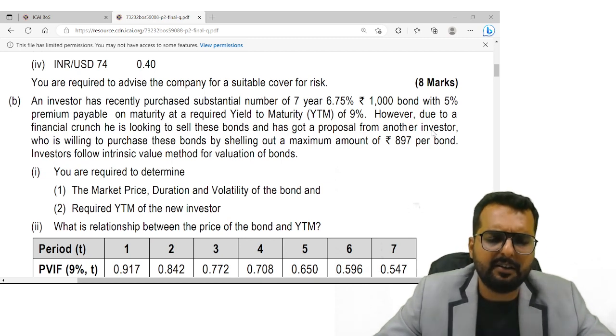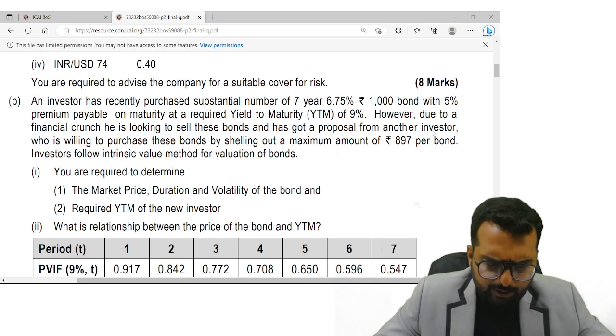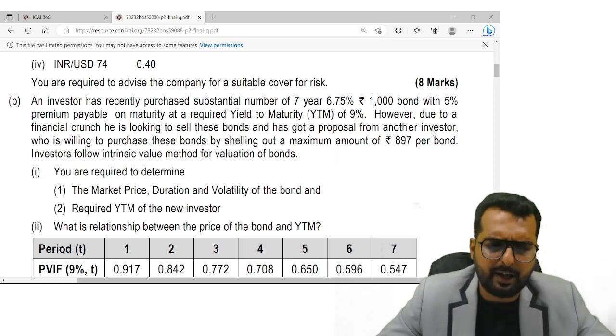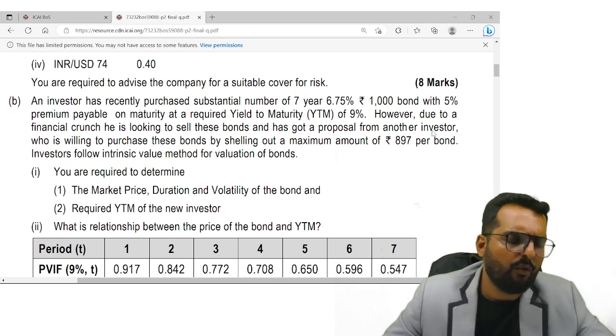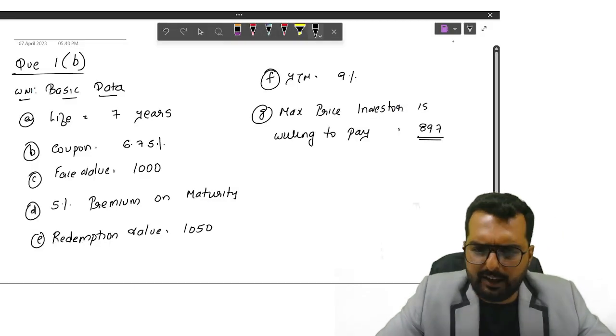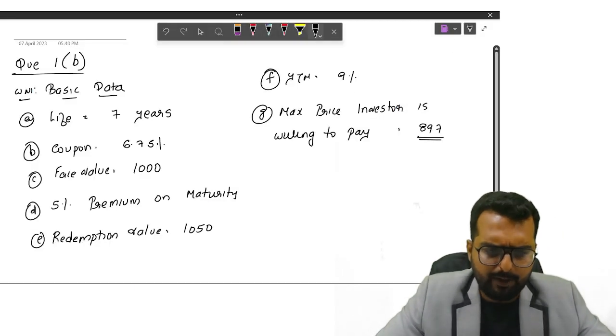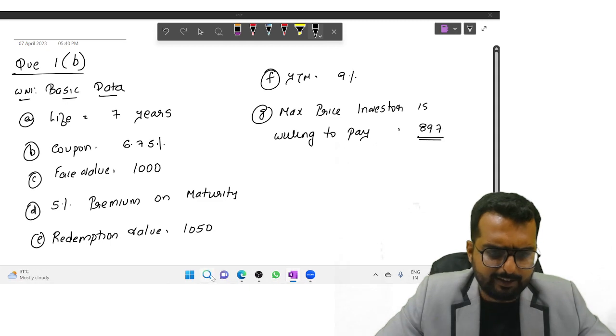Investor is following intrinsic value method. Now they are asking you to find out market price, duration and volatility. Friends, we already did a similar type in RTP. Am I right? So once again, shall we quickly take MS Excel and do it?